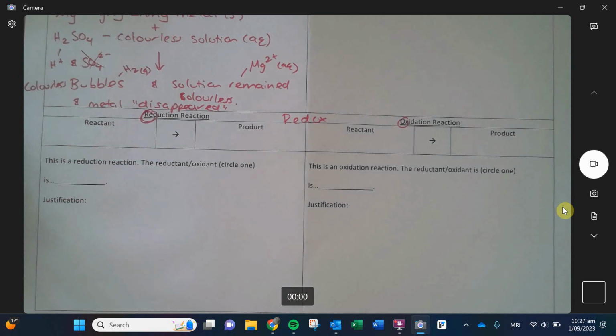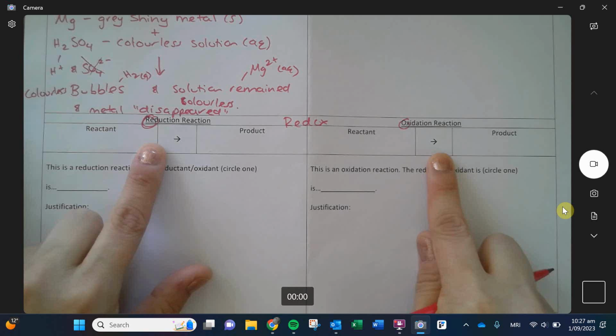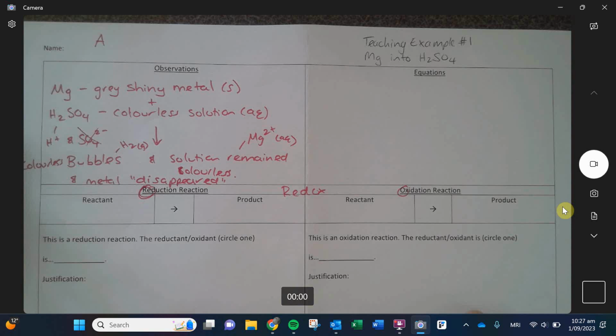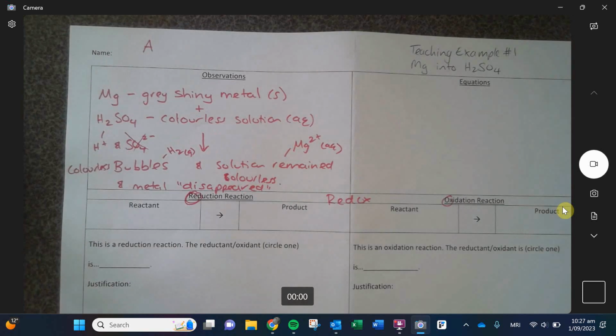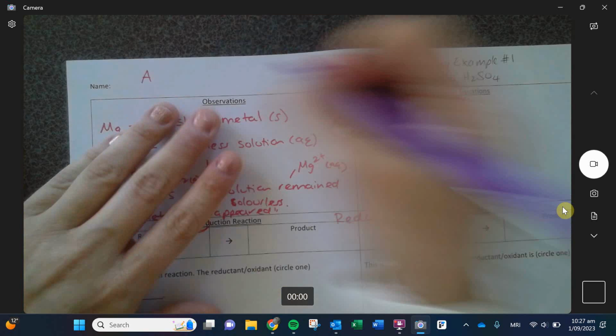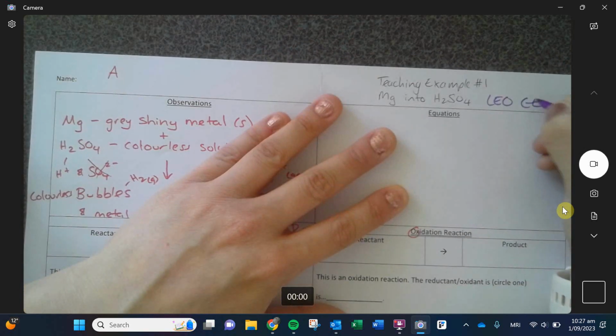That's where that word's coming from. So this is a redox reaction. In all redox reactions, we're going to have one side of the reaction that's going to donate electrons and one side that's always going to accept electrons. The way I like to remember which one is which is an acronym that goes Leo the lion says grr. So we go Leo says grr.